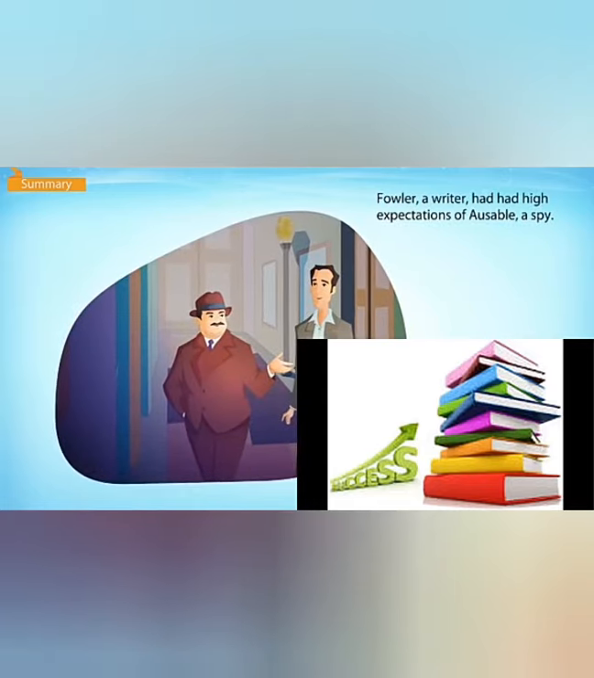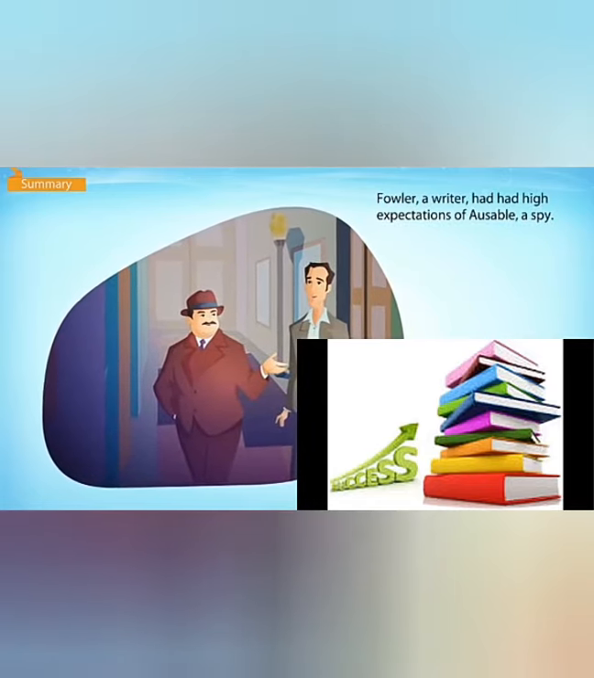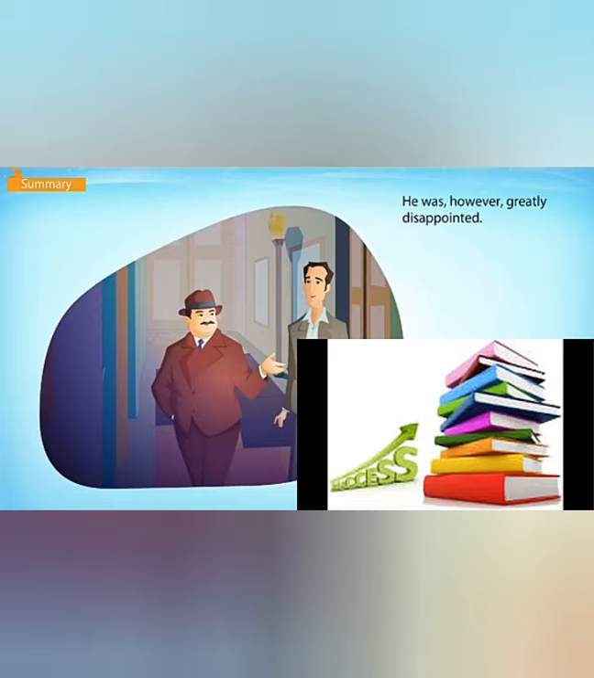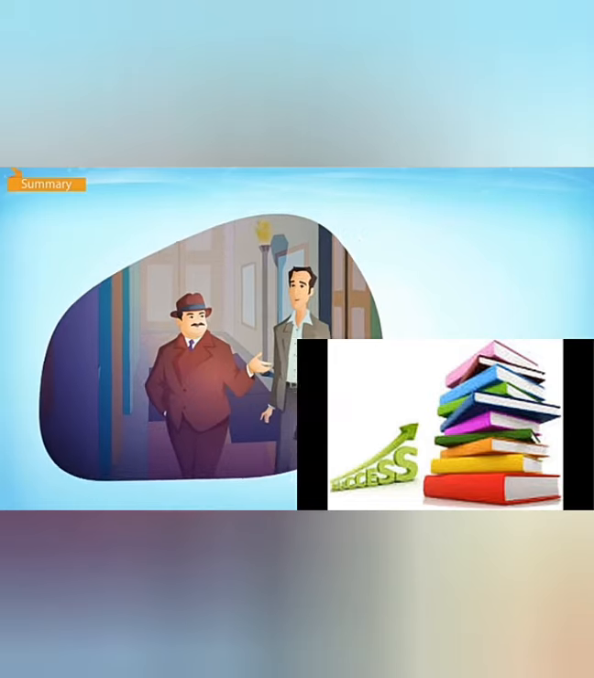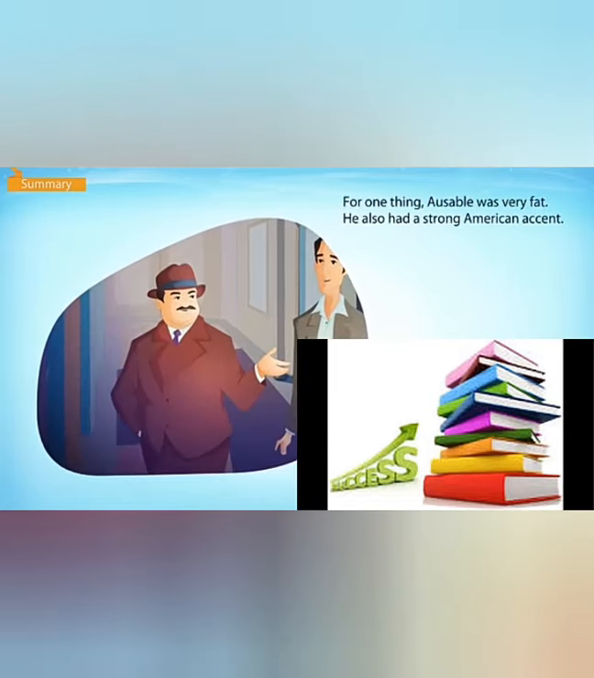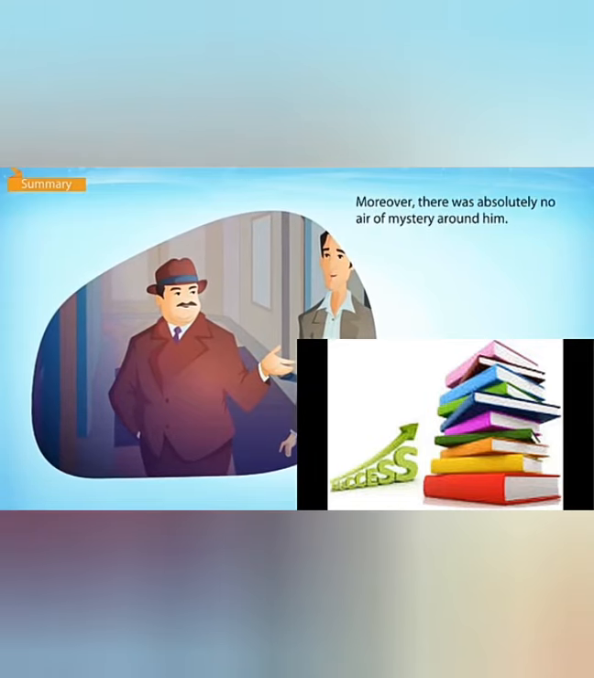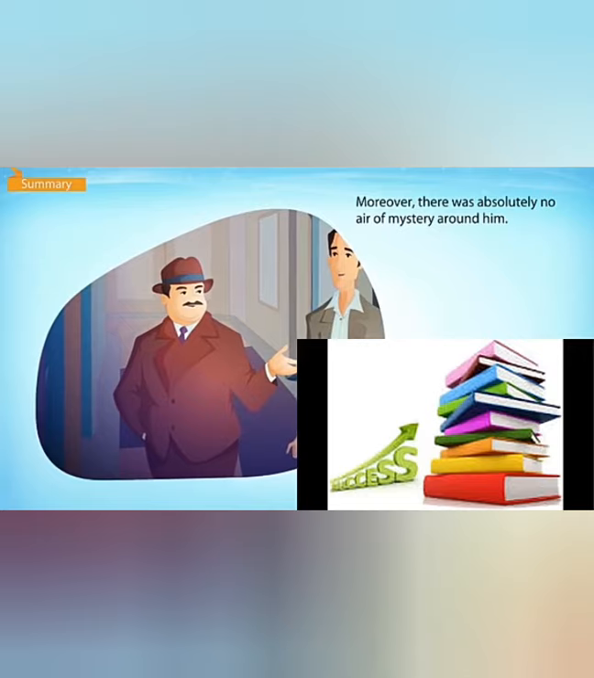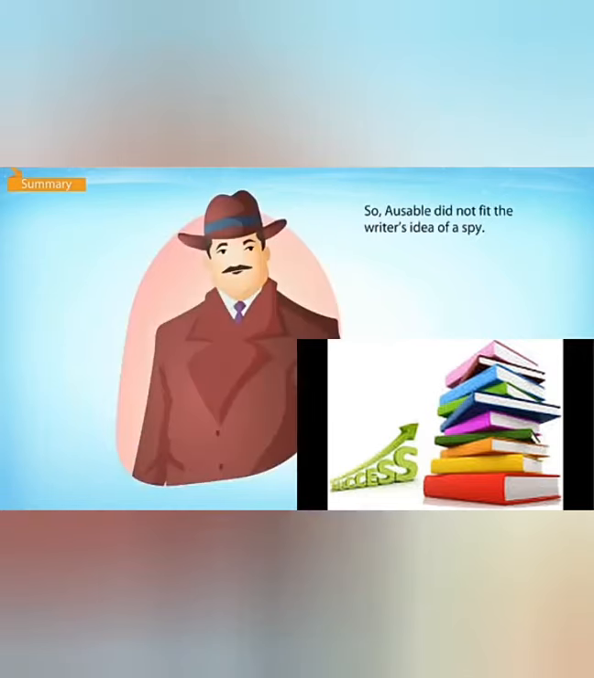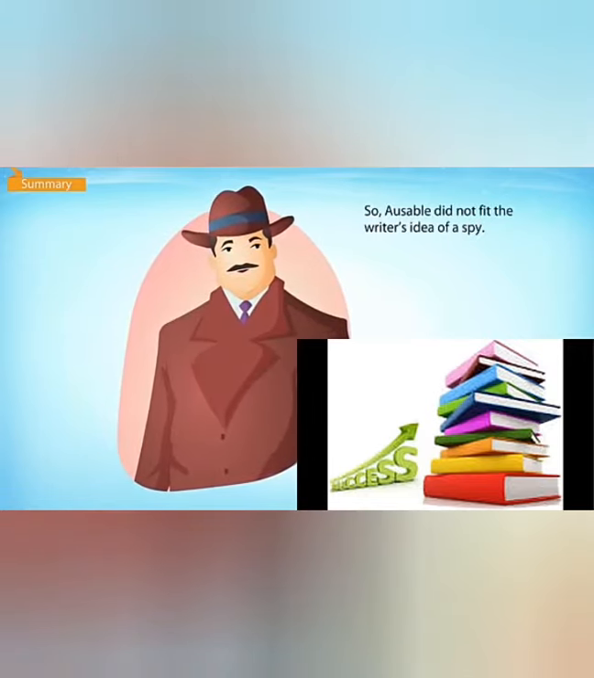Fowler, a writer, had had high expectations of Ausable, a spy. He was, however, greatly disappointed. For one thing, Ausable was very fat. He also had a strong American accent. Moreover, there was absolutely no air of mystery around him. So, Ausable did not fit the writer's idea of a spy.